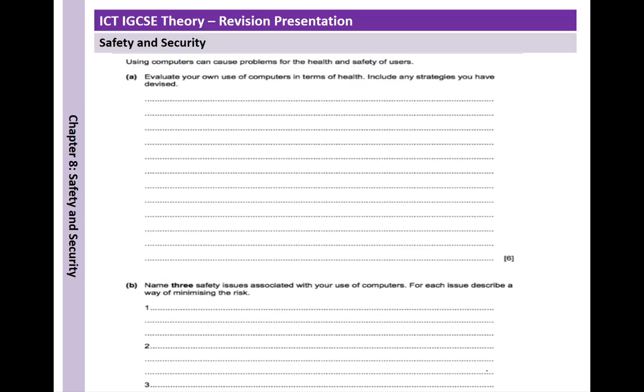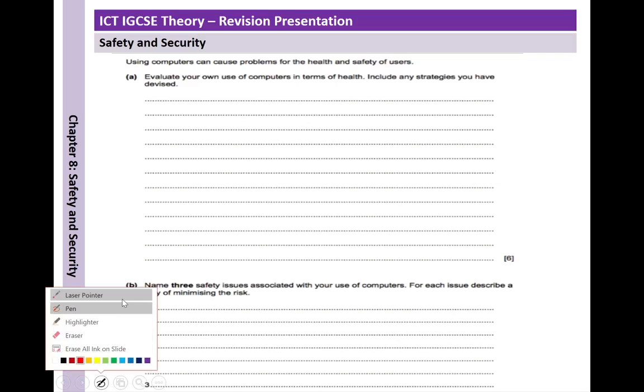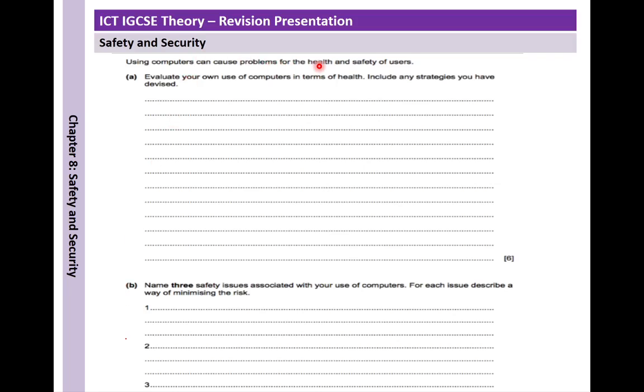An example from past papers in this area is this example, which says that using a computer can cause problems for the health and safety of the users. Evaluate your own use of computers in terms of health, including any strategies you have advised. Yes, in terms of health, we can get RSI in the finger or wrist, and we can minimize it by taking breaks, by using an ergonomic keyboard, by using a mouse pad or a wrist pad for the mouse.